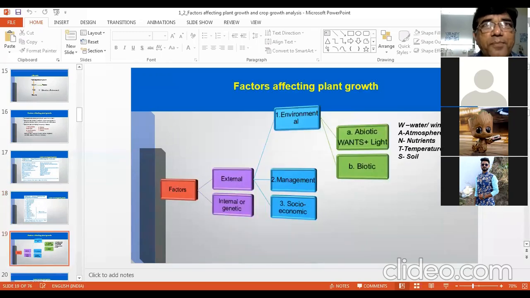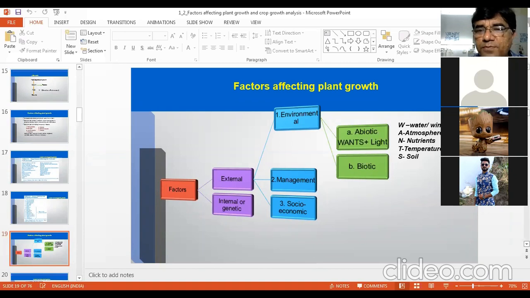Overall, we can categorize these factors as you can see on the slide: external factors and internal factors. Internal factors are your genetic factors. In this diagram, the rest are external factors. External factors are three: environmental, management, and socioeconomic factors. In environmental factors, you have two: biotic and abiotic. In abiotic factors, you can see it is WANTS, W-A-N-T-S, plants wants, plus light.